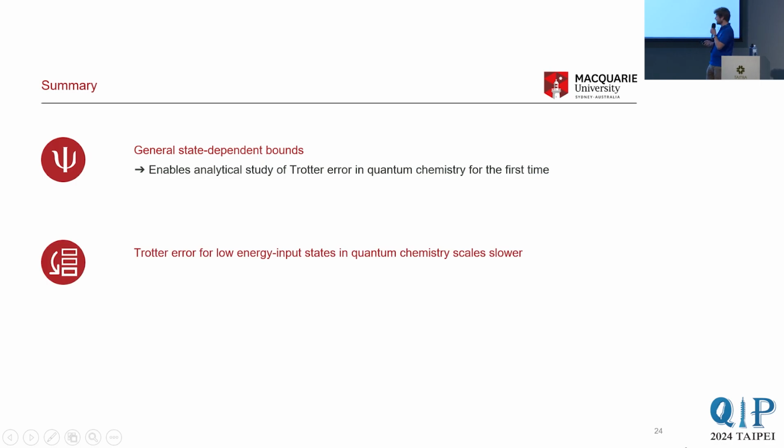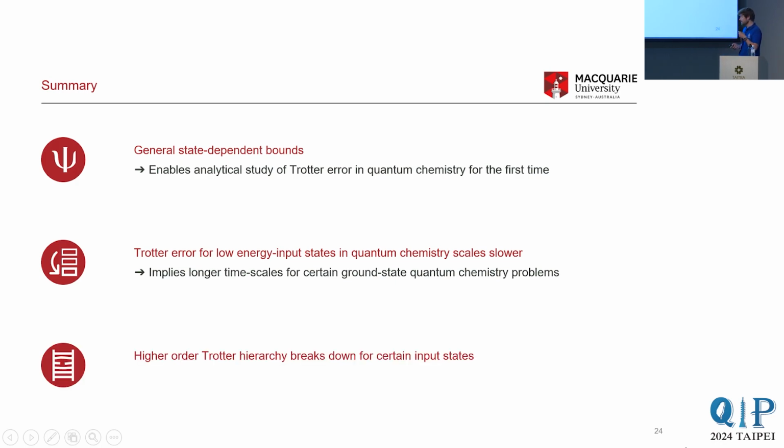Second, one thing that we found by providing these bounds is that for states which have a low energy, like s orbitals, the Trotter error scales slower than what you would usually expect. So this actually practically would imply that the time scales until we will be able to do useful quantum chemistry simulations, like up to chemical accuracy, is slightly longer than what is currently claimed.